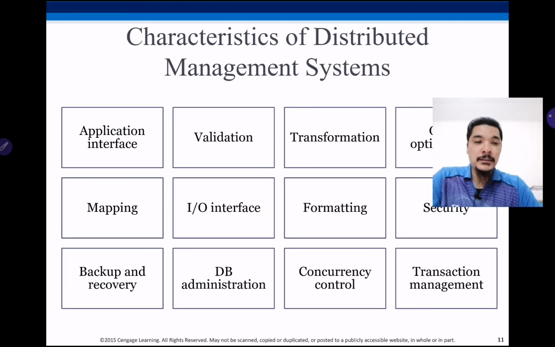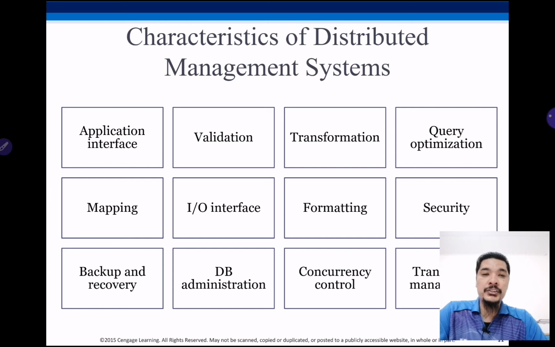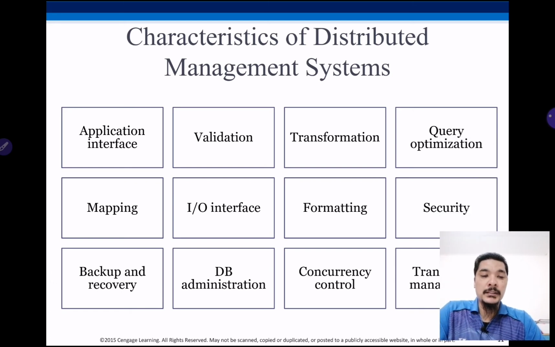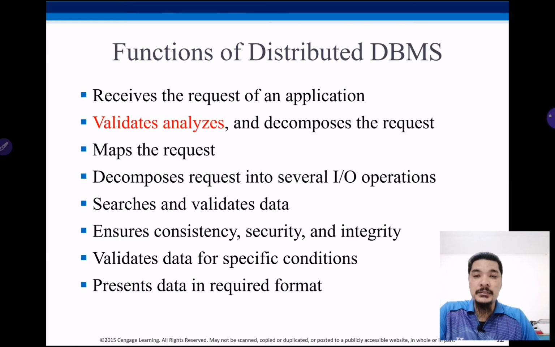Okay, this is the characteristic of distributed management system. Alright, so we have application interface, validation, transformation, until transaction management. Part of that we already covered in the previous chapter, transaction. So I will not talk about this in detail. Okay. So the next one, this is the functions of the distributed database management system.